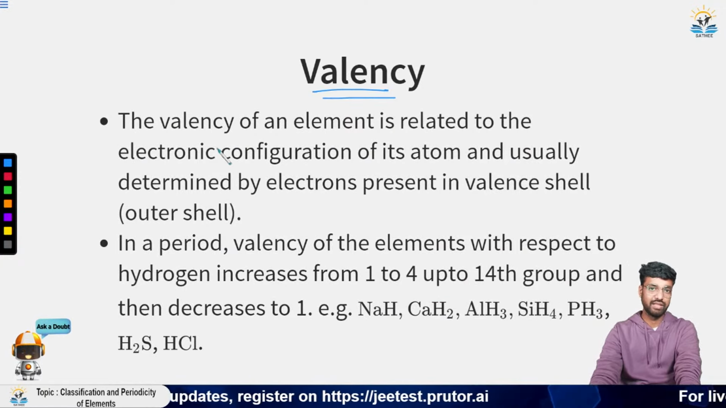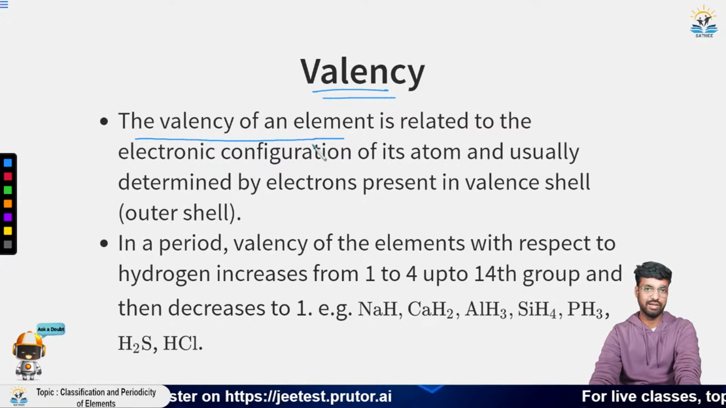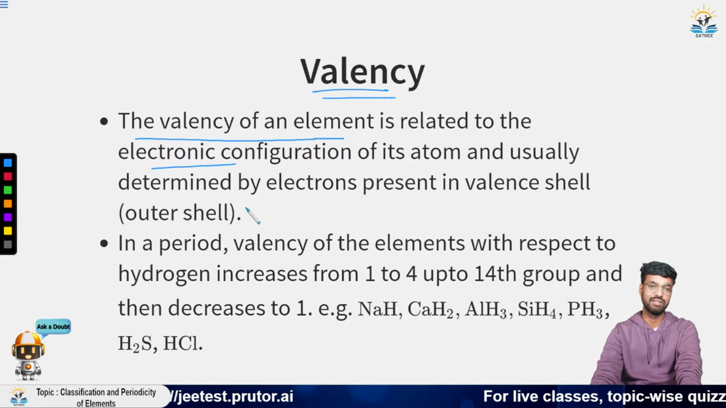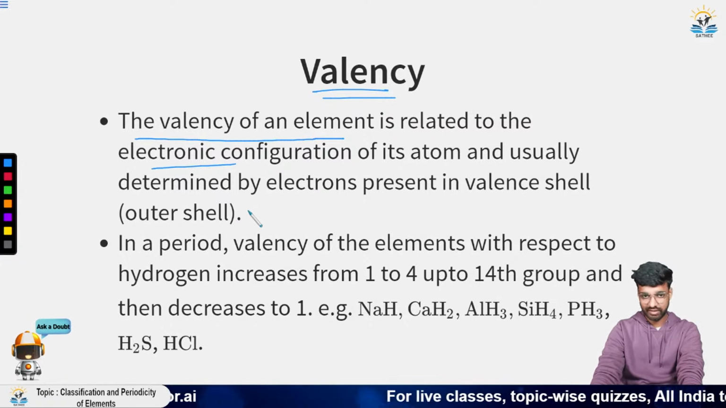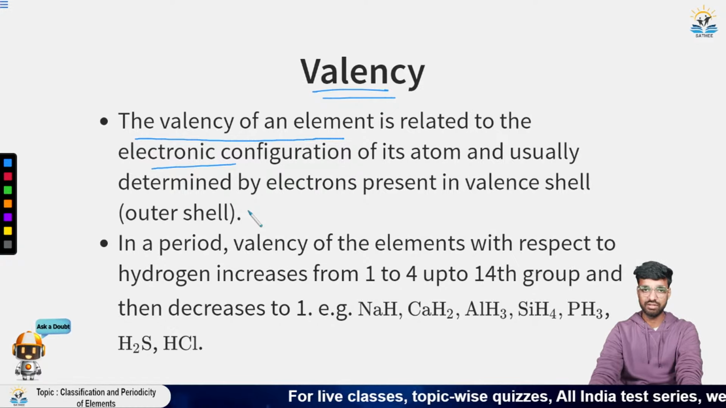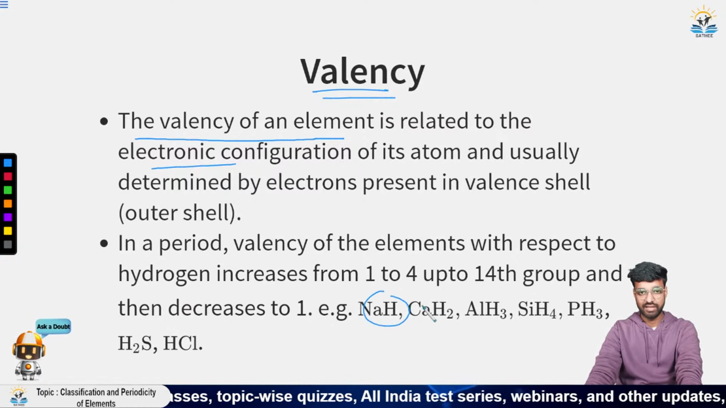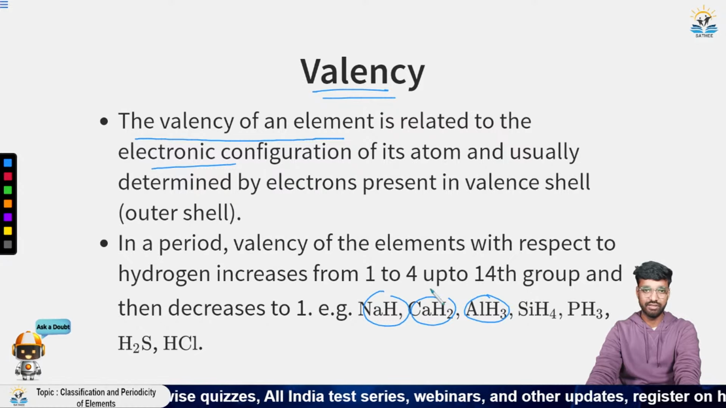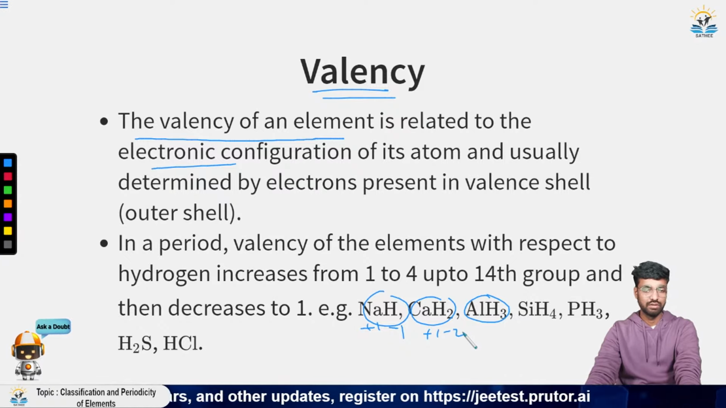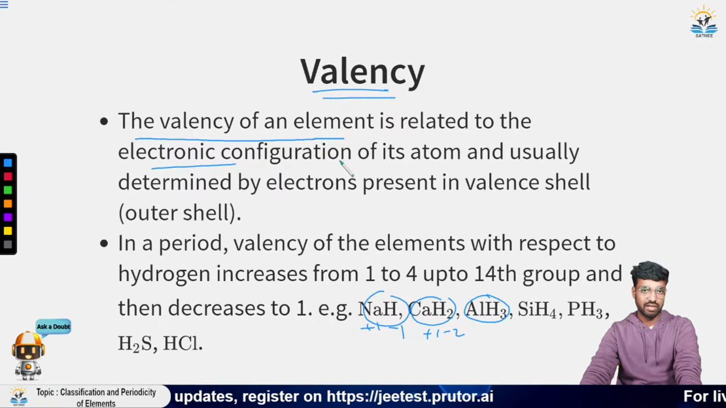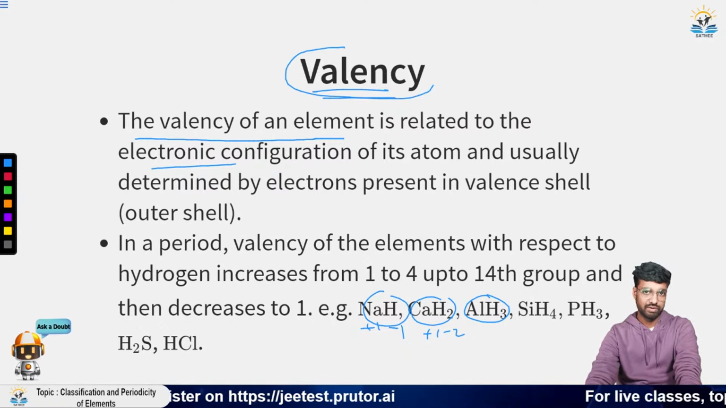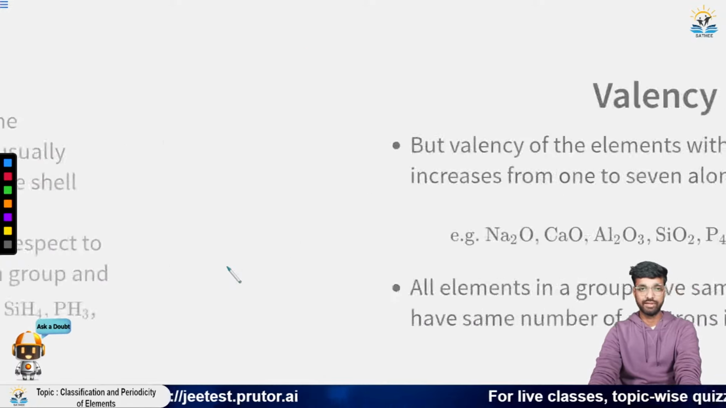Now let us look at the valency. The valency of an element is related to the electronic configuration. We know very well that we can find the valency of an element using the electronic configuration. So say we have these elements, NaH, CH2 and LiH3. So we know very well that it is plus 1. It has plus 1, minus 1, plus 1, minus 2 and all. So it is just a general idea about valency. You know about valency very well, so I'm not going to describe it in detail. Okay.